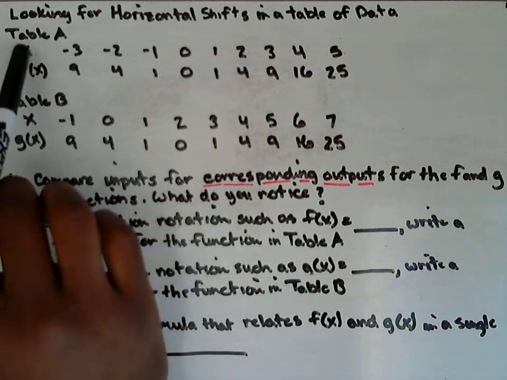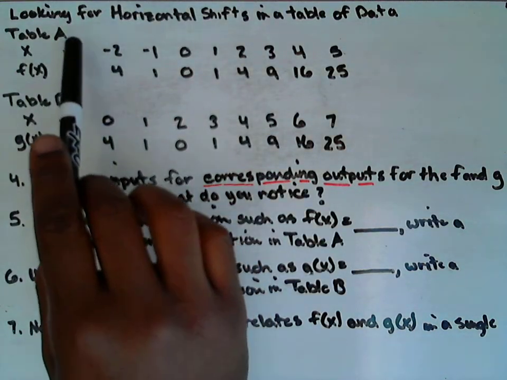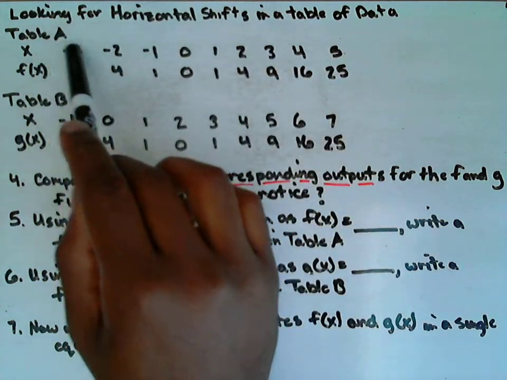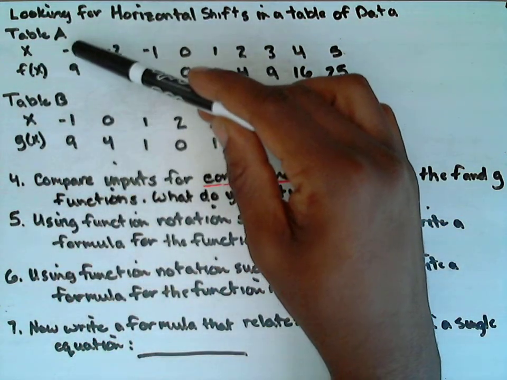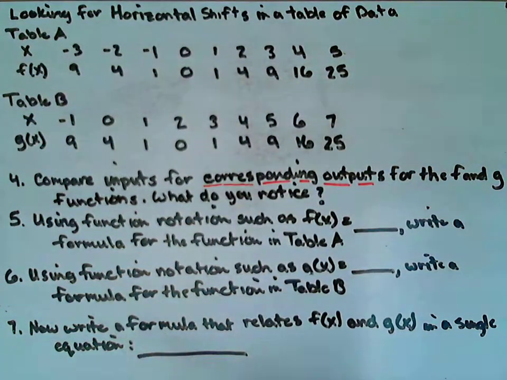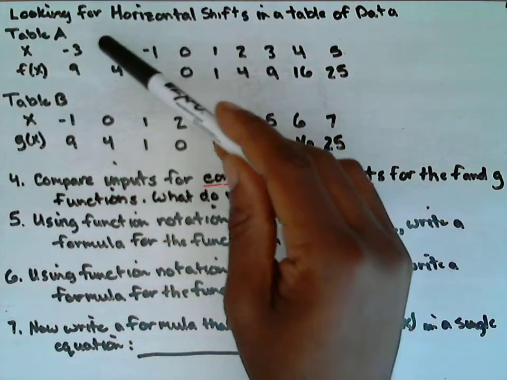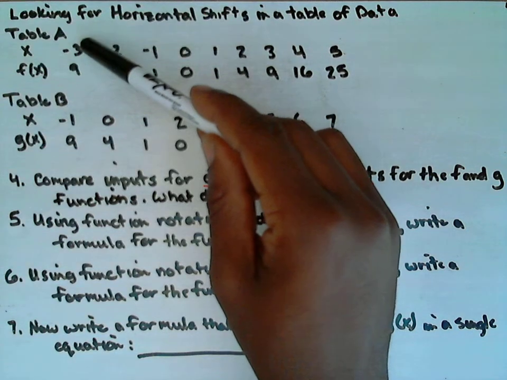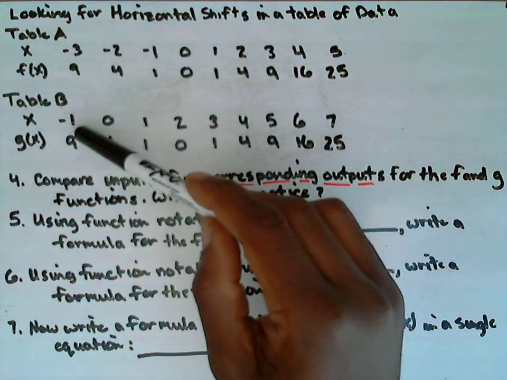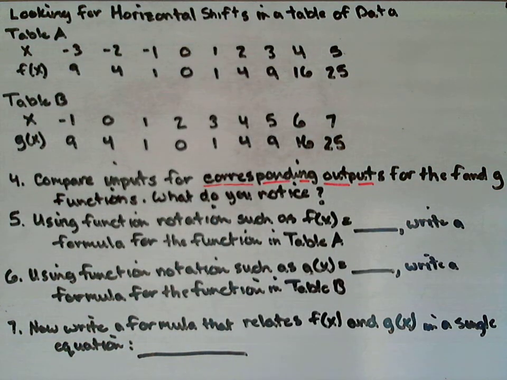But then if we actually look at our X rows for both, those X rows are different. So for A, we put in a different X, and we get the same Y out. The one thing we can look at is that every X value that we put in table A is actually 2 less than every input that we put in table B to get the same output.